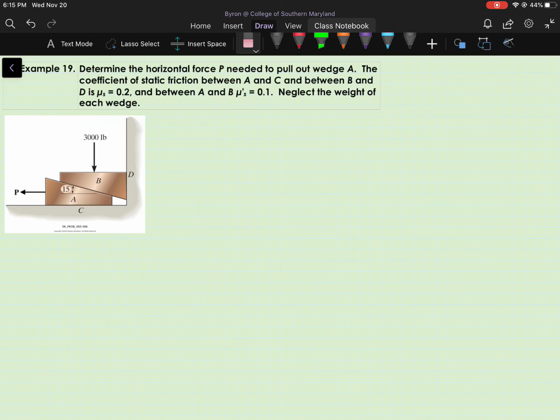In this problem, we're asked to determine the horizontal force P needed to pull out wedge A. We're given the coefficients of static friction for the three pairs of surfaces in contact, and we're told to neglect the weight of each wedge. So in the situation shown, ignore the force P, that's what we're solving for.